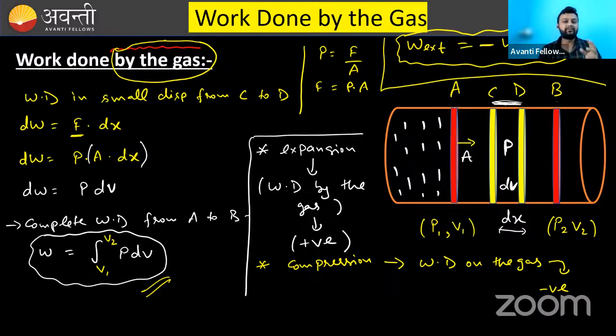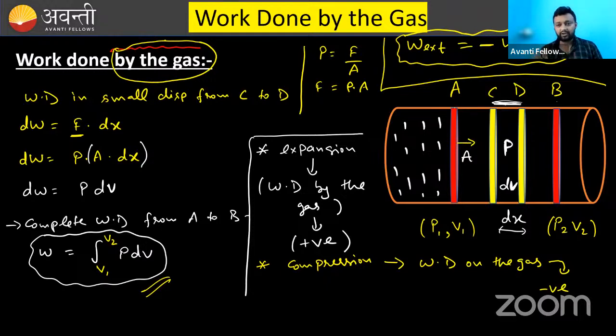This is another most important thing. You might get confused. You might ask, sir has told me that expansion has positive work done, but why is this book referring that work done in expansion is negative? Because they are calculating work done by the external agent. Try to keep these things in your mind.